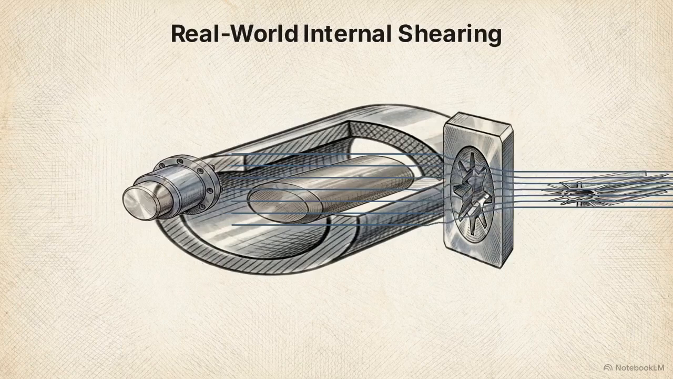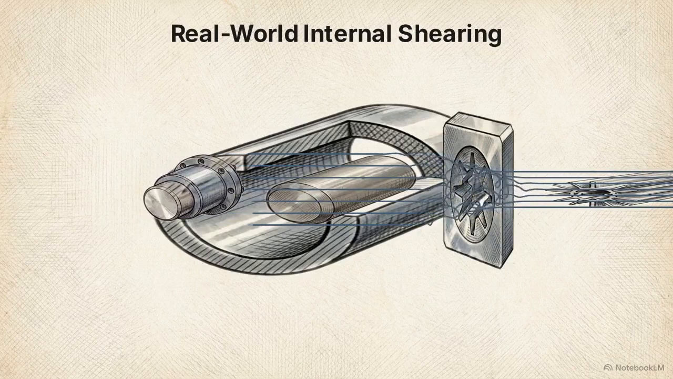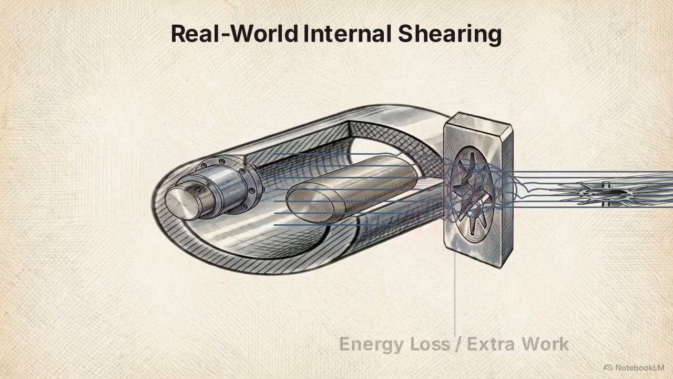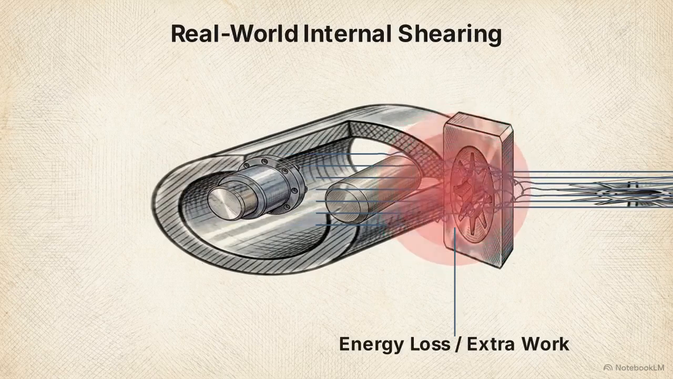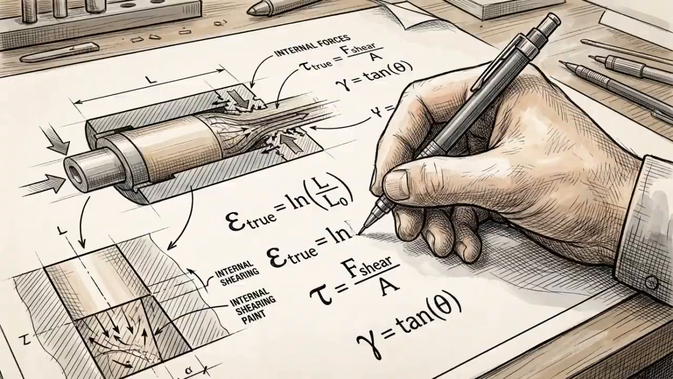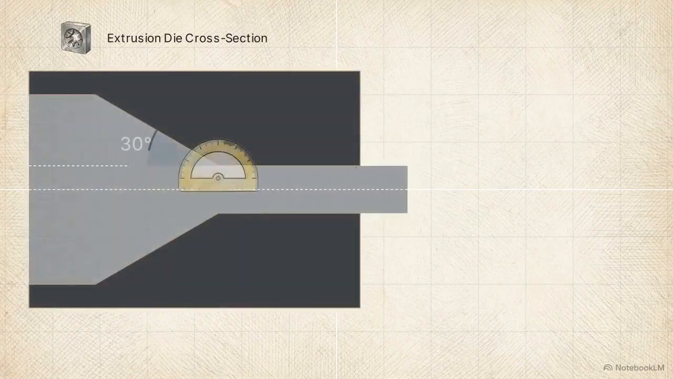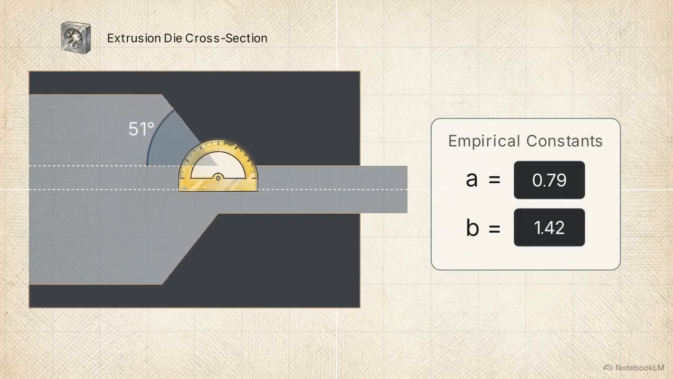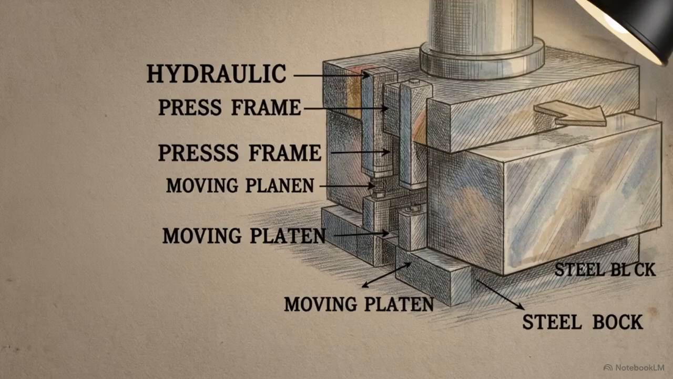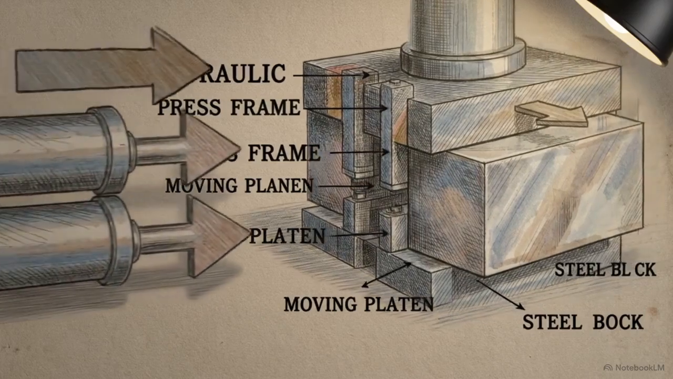In reality, as metal hits the converging die angle, internal flow lines aggressively tangle and shear. The material consumes extra energy to overcome this internal resistance. Engineers account for this extra work by using an actual strain equation that adjusts for these internal shearing forces. This calculation relies on two empirical constants, A and B, which are derived from the specific physical angle of the die being used. Calculating this internal strain is only the first step.